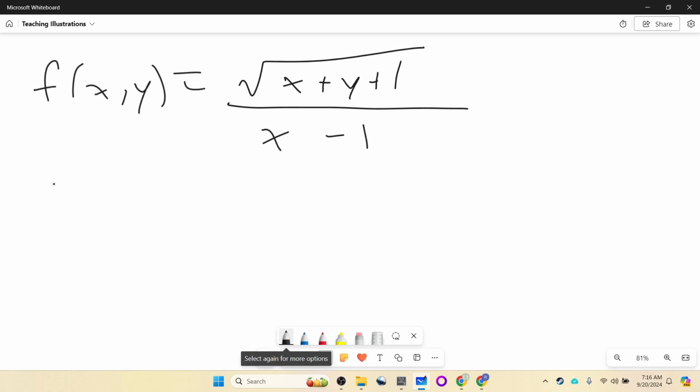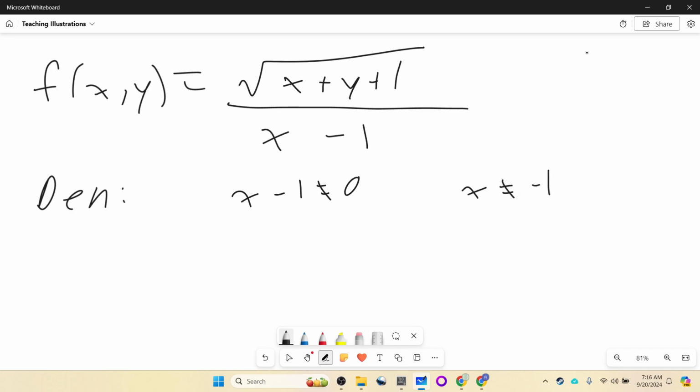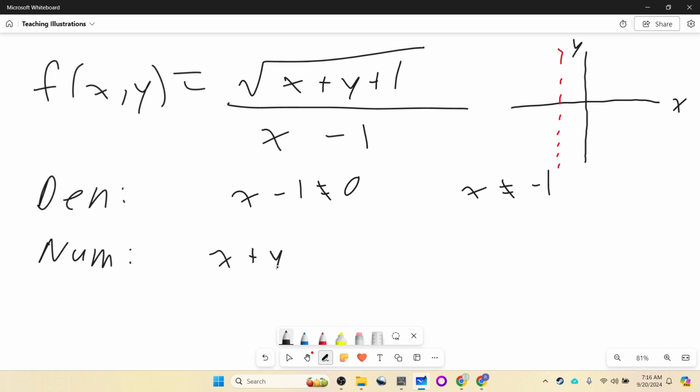So let's look at the denominator. Well, x minus 1 cannot be 0. So therefore, x cannot be negative 1. So if we have our xy plane over here, then x equals negative 1, that's ruled out. And now let's look at our numerator. Well, it's a square root, so the thing under the square root must be greater than or equal to 0.